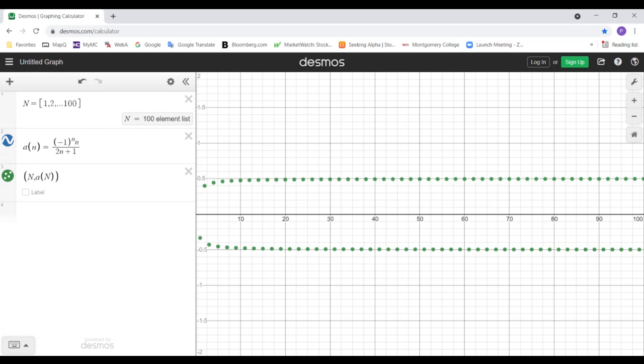Now what you can do is click on the dot here. See that? 1, -0.333. That means the first term of the sequence equals, well, the first term of the sequence isn't equal to -0.333. The first term of the sequence equals what?